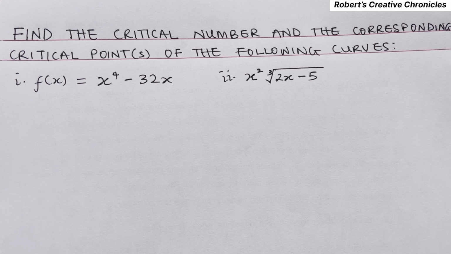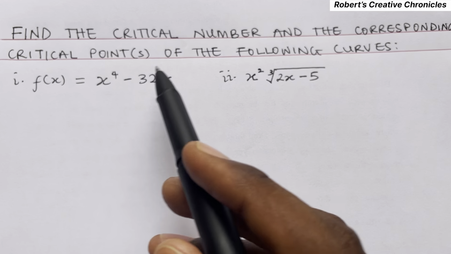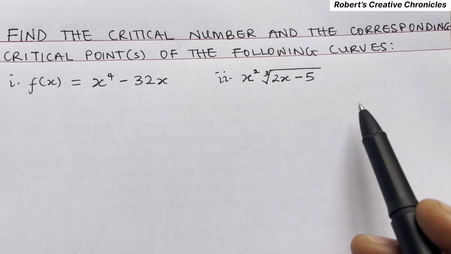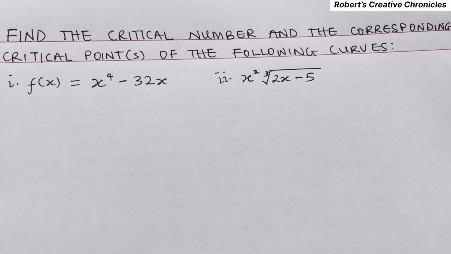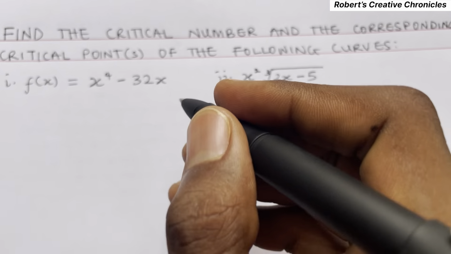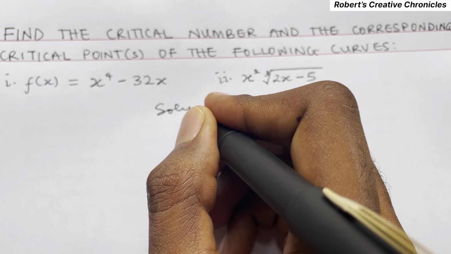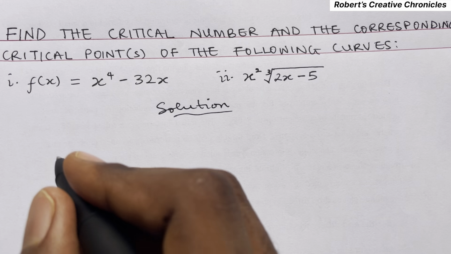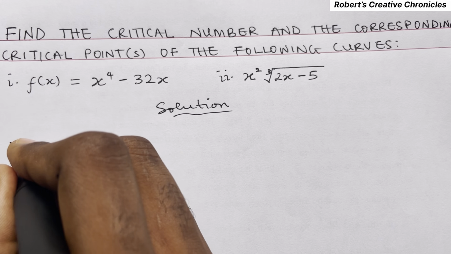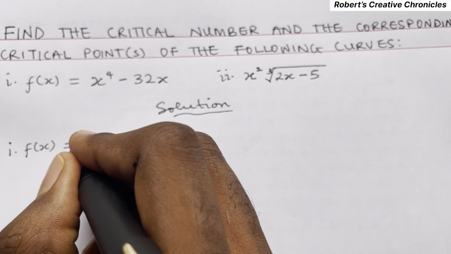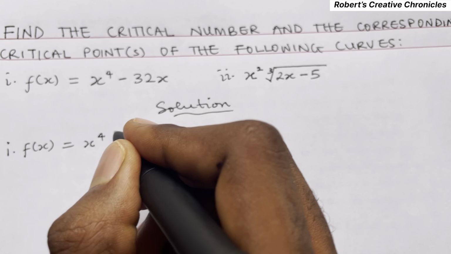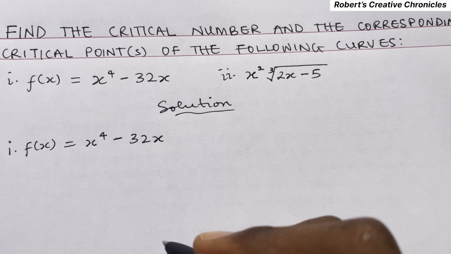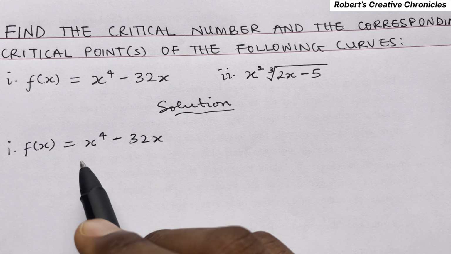So today we'll be solving this question, which states: find the critical number and the corresponding critical points of the following curves, I and II. So we'll start with the first one. f of x is equal to x raised to the power of 4 minus 32x. Now we'll first find the derivative of this curve.